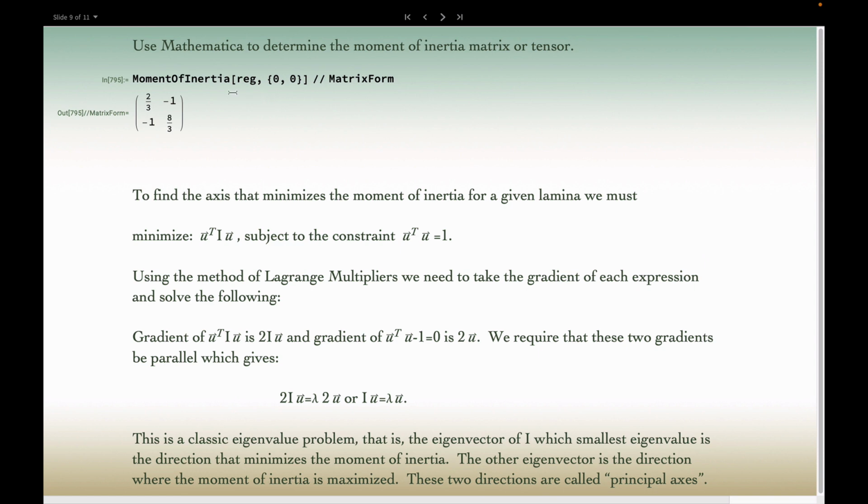Now, interestingly, in Mathematica, we can determine the moment of inertia for some region by using this command, MomentOfInertia. It's the region we defined earlier, and it gives the same result.